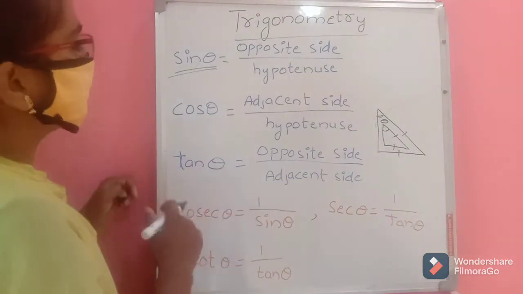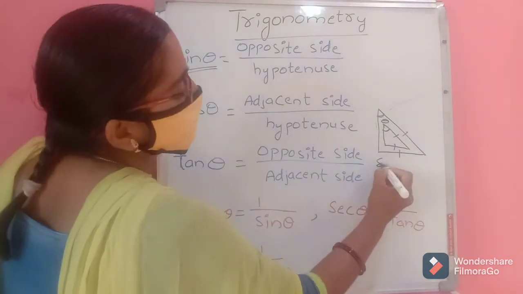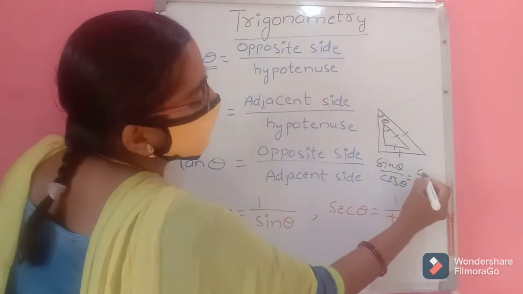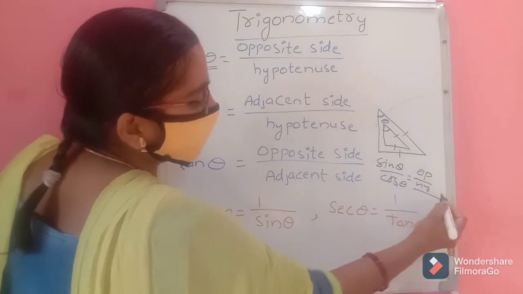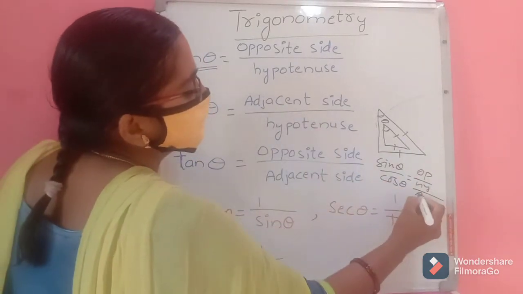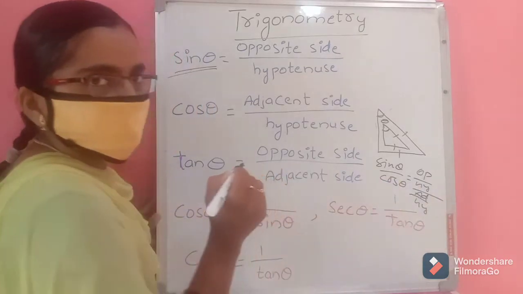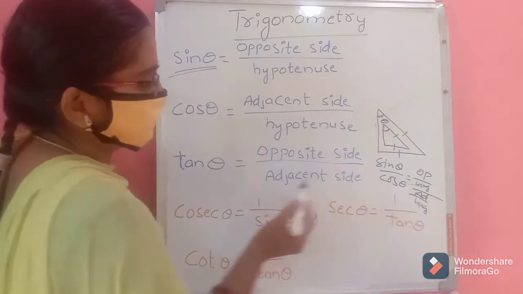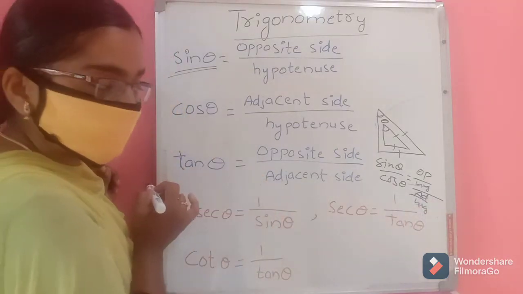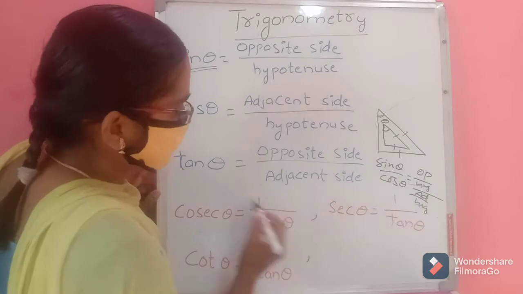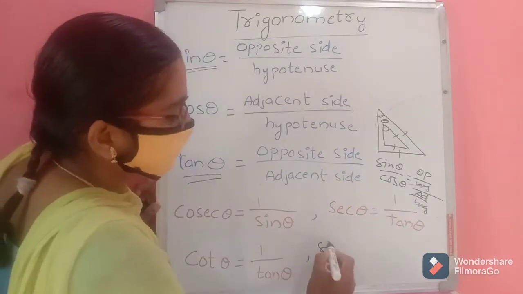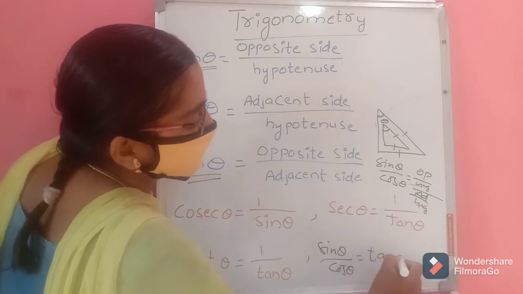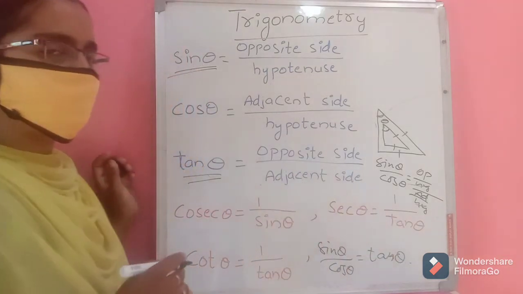You can observe here sine theta by cos theta. Sine theta is opposite side by hypotenuse, and cos theta is adjacent side by hypotenuse. Then hypotenuse and hypotenuse get cancelled. Again you will get opposite by adjacent. So sine theta by cos theta is equal to tan theta. So we can write sine theta by cos theta is equal to tan theta. These are the relations.